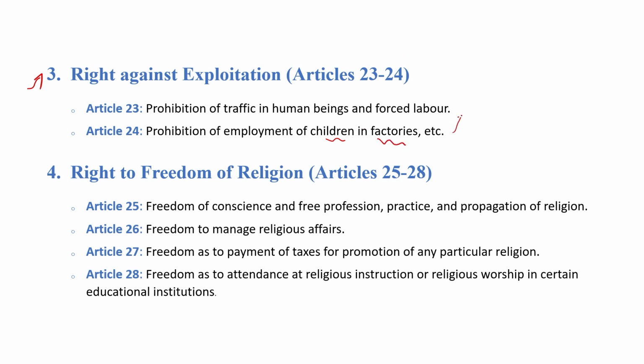Basically, according to the Factories Act 1948, a person who is less than 14 years cannot work in factories, and a person who is less than 16 years cannot work in a factory at night. The Factories Act 1948 says that children less than 14 years cannot work in any factory, and a person less than 16 years cannot work in any factory in the night shift.